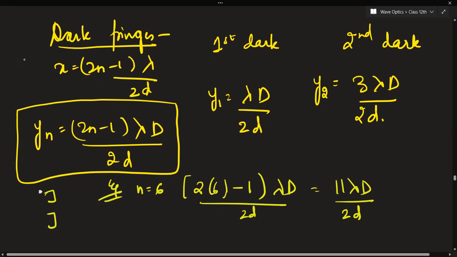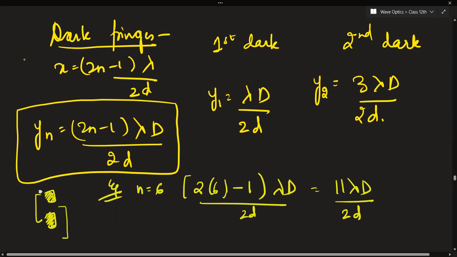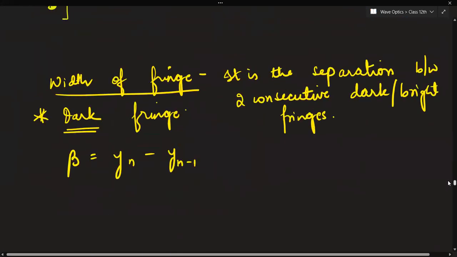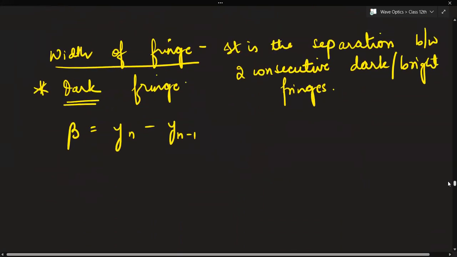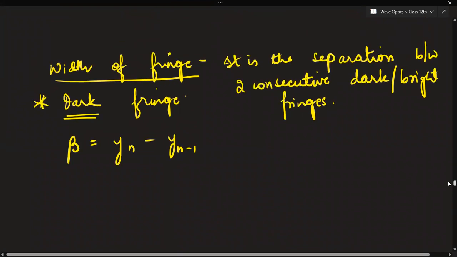Suppose, let's say this is the bright one, this is also bright one, in between you have these dark fringes. So separation between these two dark fringes or these two bright fringes, this is known as fringe width. So how will you calculate it? See, the derivation part for this one is very easy to find out the formula. Separation between two consecutive dark or bright fringes. Even if you do the derivation part from either of the fringes, you can.